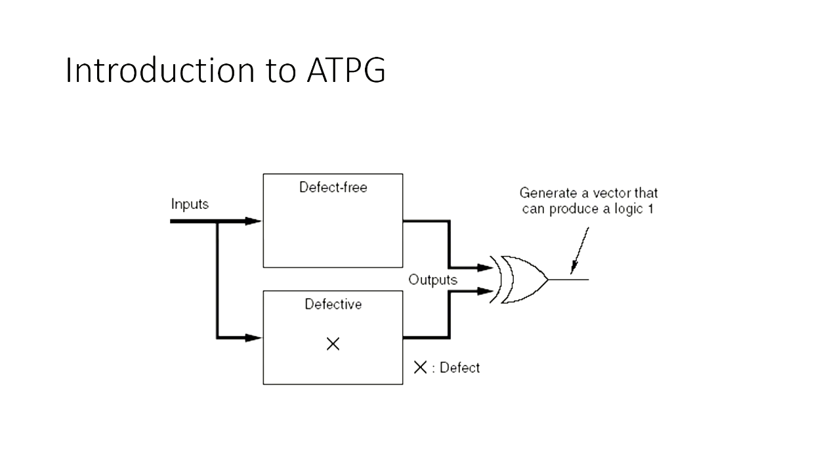So, introduction to ATPG. This was all about test pattern generation. We were talking about a non-automated process, and now we're going into an automated process. This is how a basic circuit diagram looks for ATPG. We have your defect-free circuit and your defective circuit, and we have your output. Generate a vector that can produce a logic 1. And this is how we test with automatic test pattern generation.